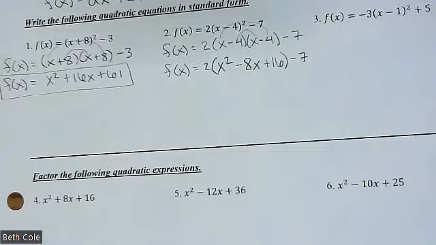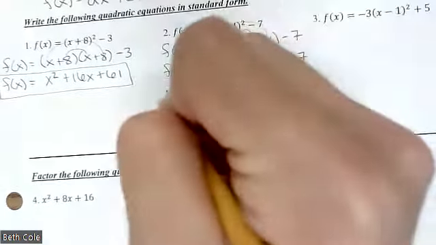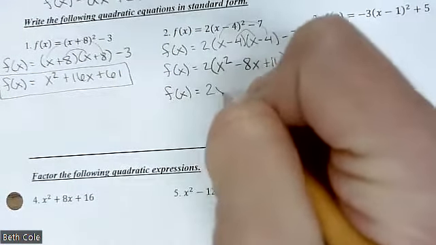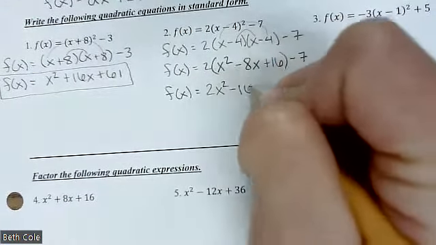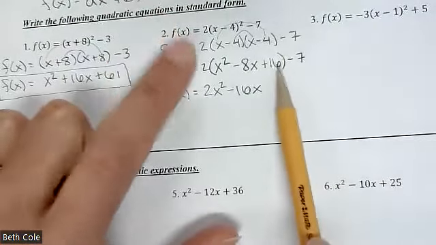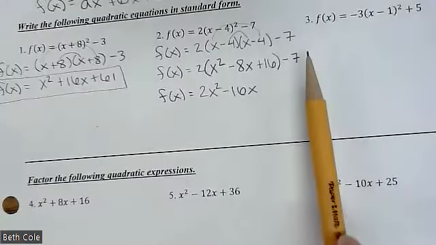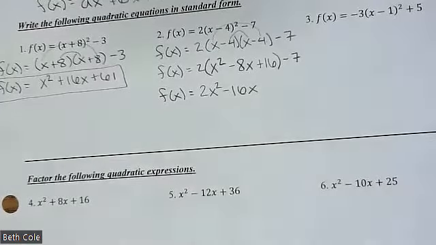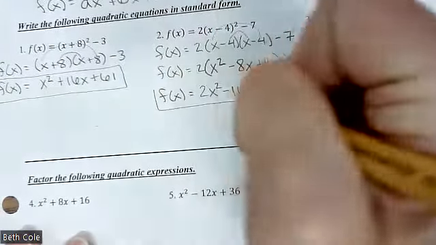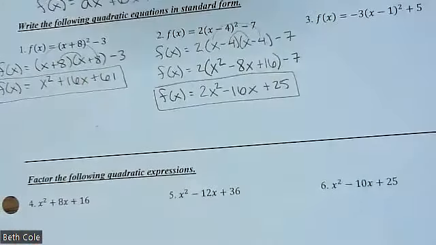Now, this one had a 2 out front, so what do we have to do with the 2? Distribute. So there's just one extra step there. So distribute the 2. 2x squared minus 16x. And then it would be plus what? 2 times 16 is 32, minus 7. Count on your fingers if you need to. 32 minus 7 is 25.